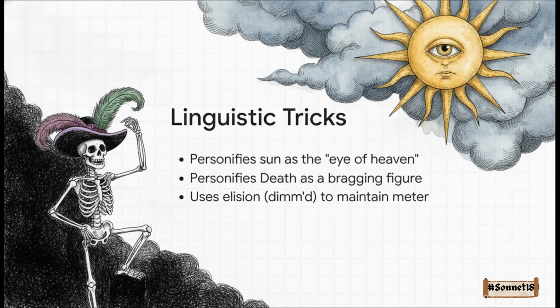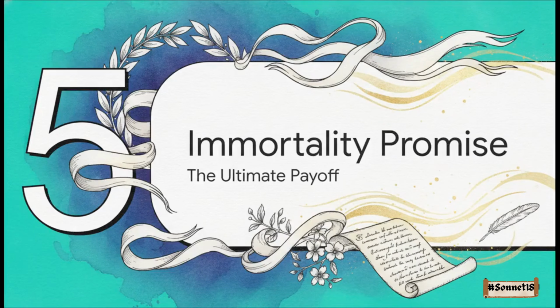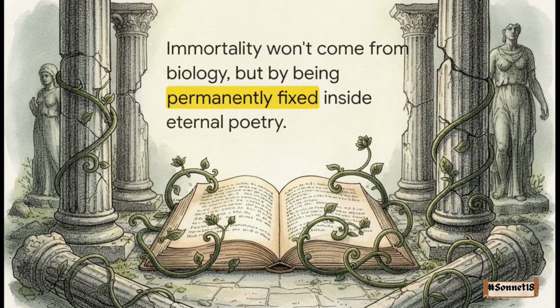And as a master craftsman, he uses elision, which is basically dropping letters to make words like dimmed and oust into dimmed and oust, just so he can perfectly maintain that strict 10-syllable heartbeat without skipping a single beat. And finally, Section 5, the promise of immortality. In the third quatrain, Shakespeare makes this breathtakingly bold claim.